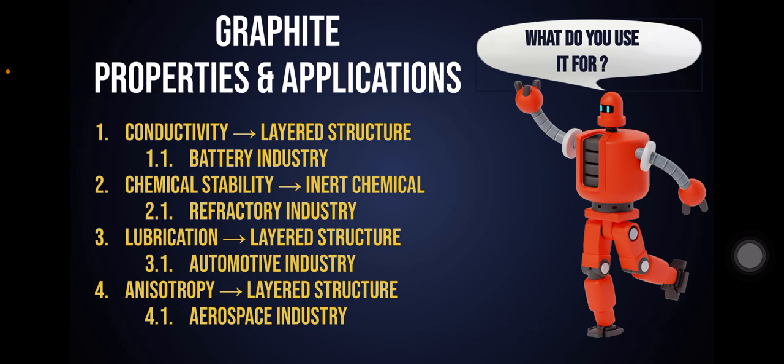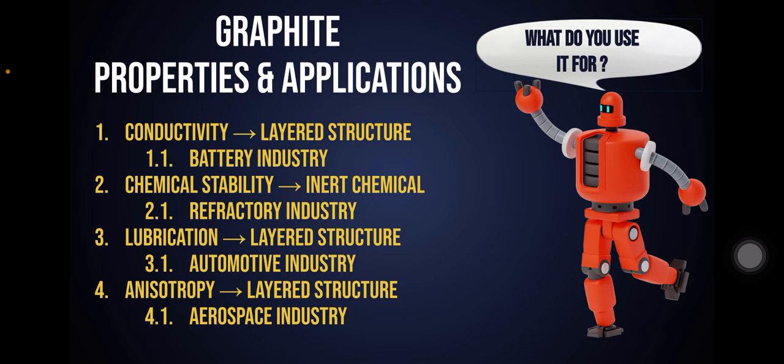Another interesting property is the chemical stability. Graphite is chemically inert, meaning it doesn't react with other chemicals, which basically makes it super stable and very resistant to chemical reactions, which makes it very useful in the refractory industry.